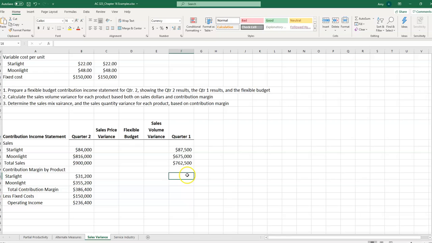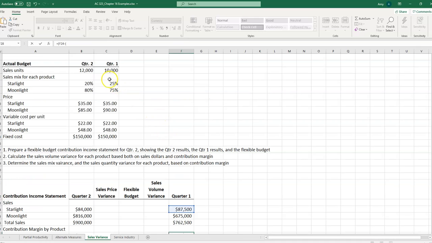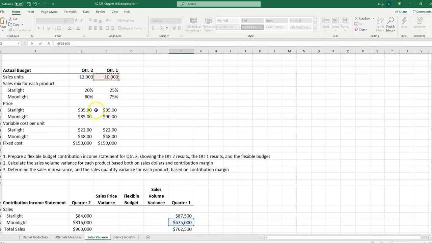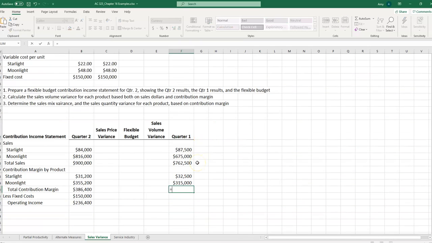And for our contribution margin, we would take our sales minus the total variable costs, 10,000 times 25% times $22. And for Moonlight, sales minus 10,000 times 75% times $48. So we see our information here. Now we're going to build our flexible budget. So we have our flexible budget, and then we can do our variance analysis.